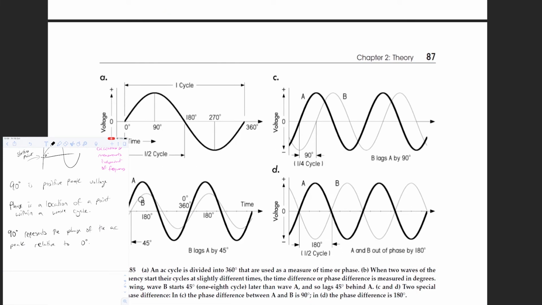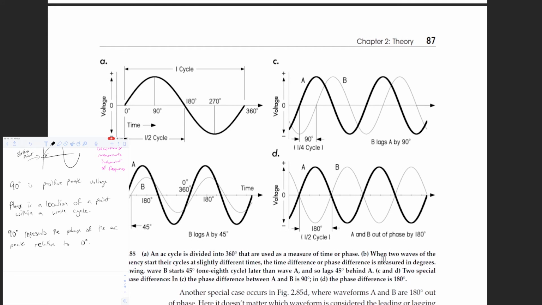This is B. No, this is B. What's B? 2.85, right? And then B: when two waves of the same frequency start their cycles at slightly different times, the time difference or phase difference is measured in degrees. I'm confused because this is saying that this is B here. I don't get that because isn't this B?